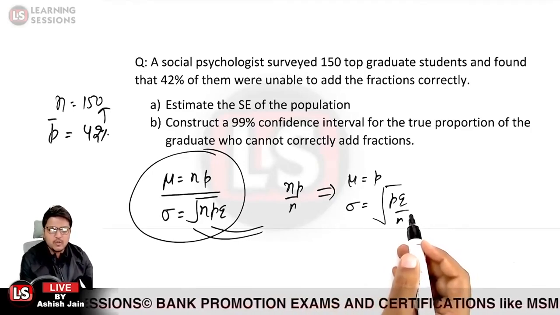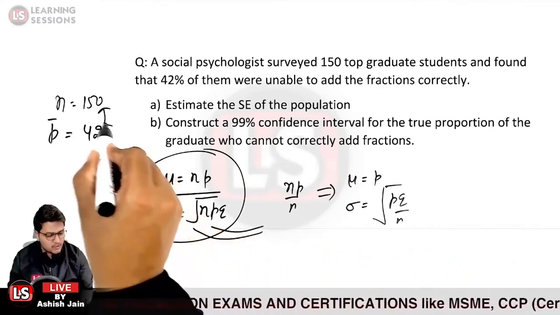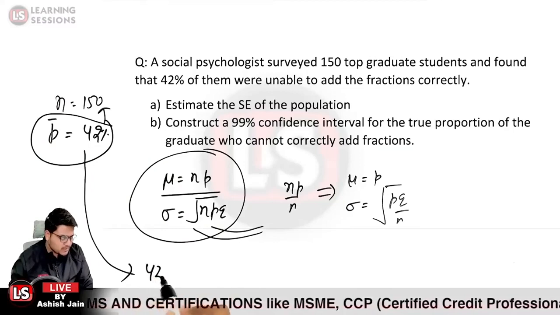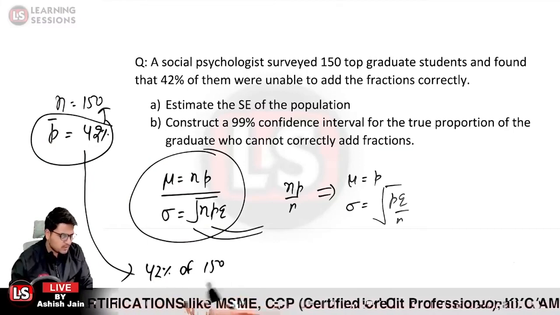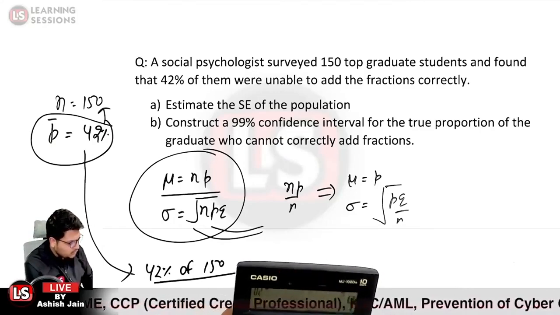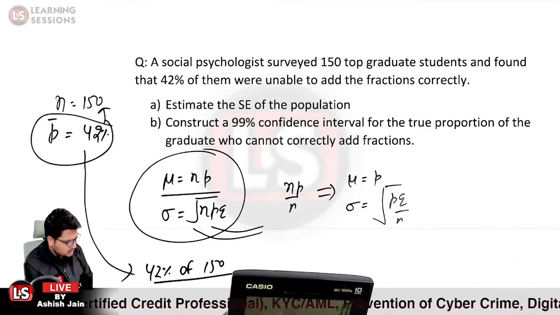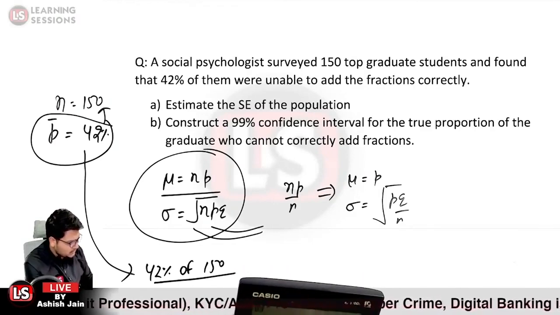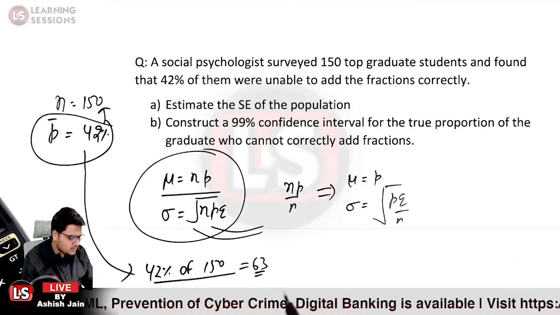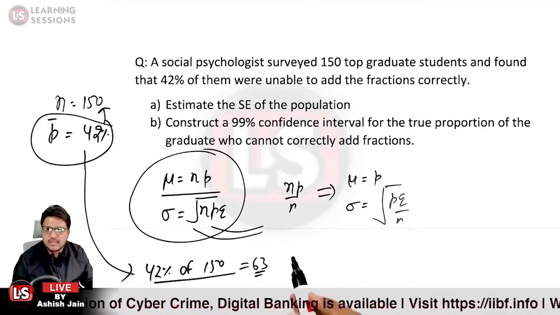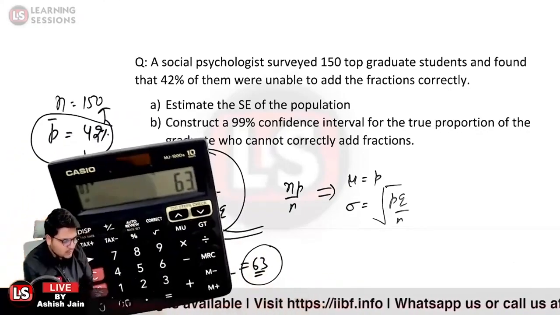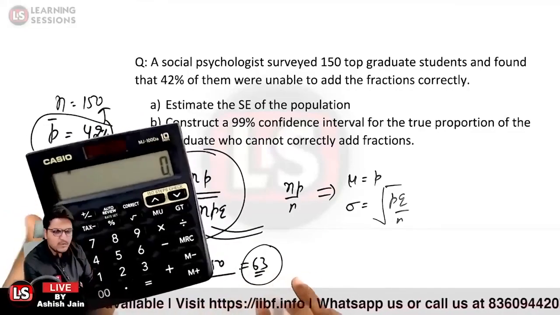And further you just need to look at the proportion over here. In that particular case, you need to have an estimate. So we can say 42% of 150, that is 150 into 42%, which comes out to be equal to 63. So over here we are having the success event equal to 63, or we can simply say the success, because it's a proportion, it will be a probability.